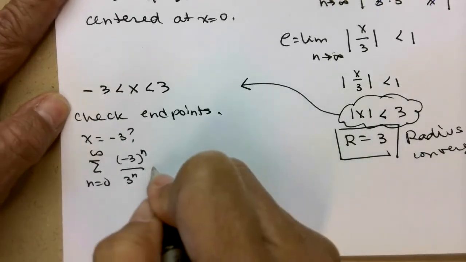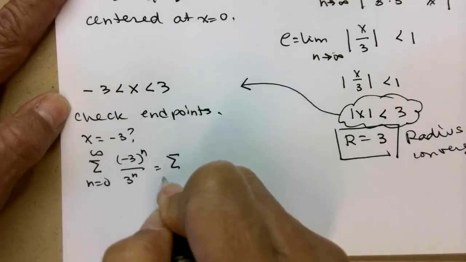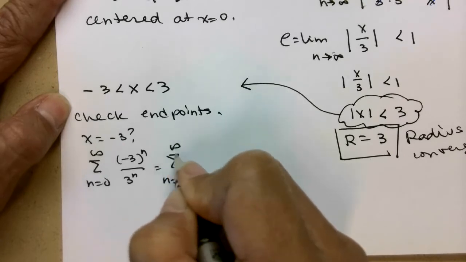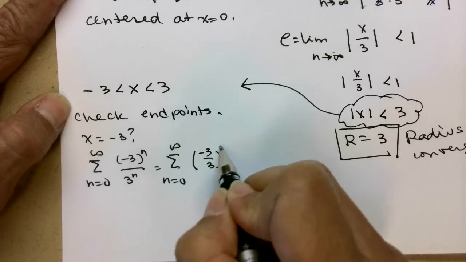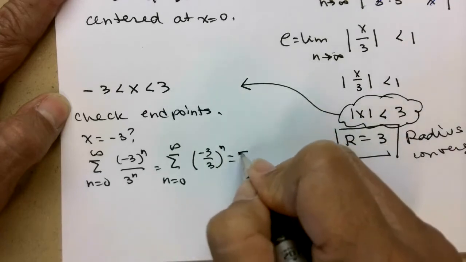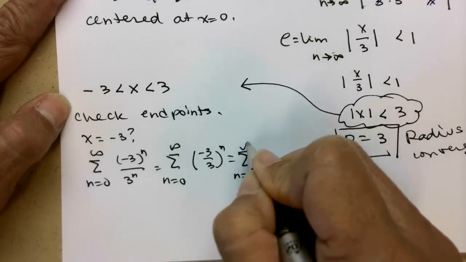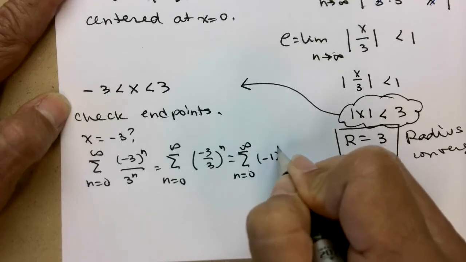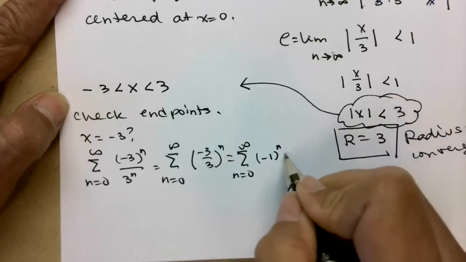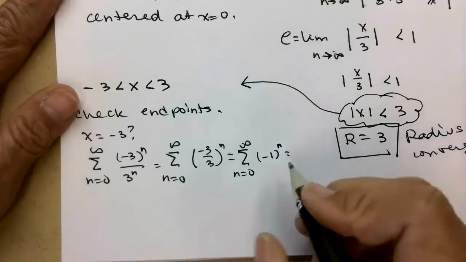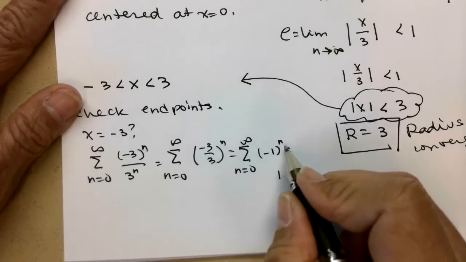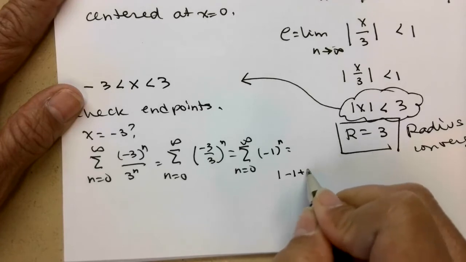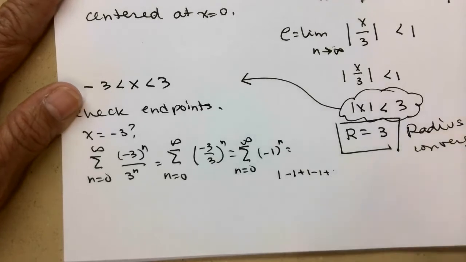So I could rewrite that as one ratio. So then I'd have negative 3 over 3 to the n. So that's the number negative 1 to the n. So what happens if I start writing terms there? What do you get? You get 1 if n is 0. The next one is minus 1, plus 1, minus 1, plus 1, minus 1, dot, dot, dot.